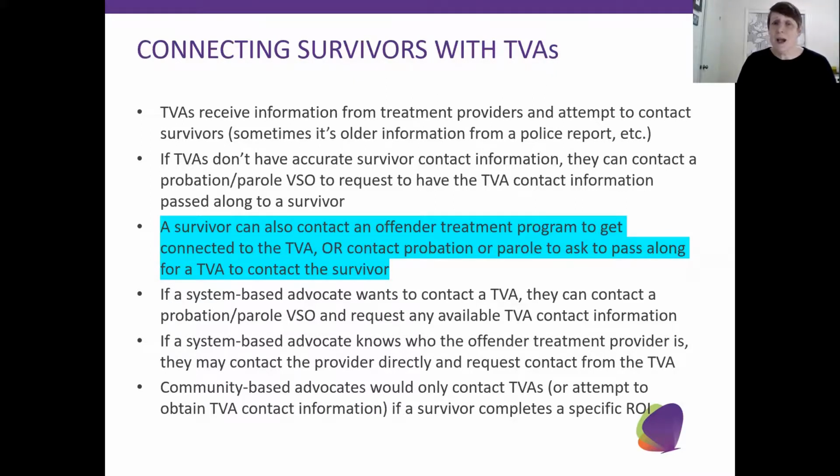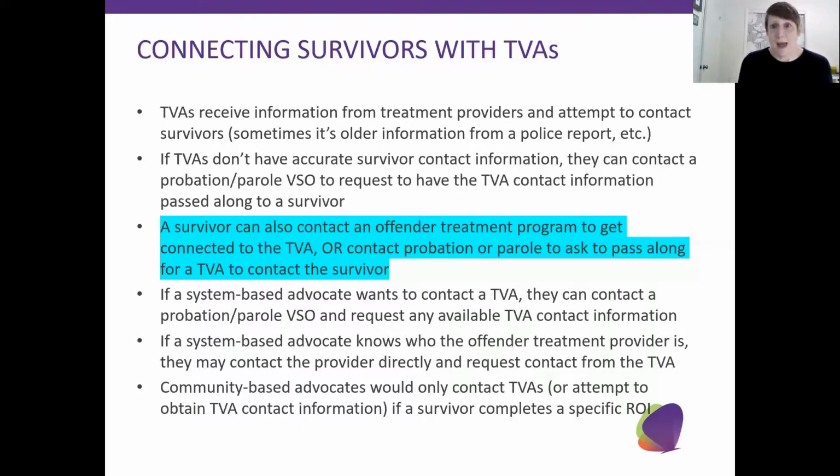So when we all know all of these pieces, it can be more helpful to track things down. So if a system-based advocate who's not in probation or parole wants to contact a TVA and they happen to know the probation or parole department that an offender is affiliated with, maybe it's a violation of protection order case, for example. Maybe a system-based advocate's trying to track down a TVA to say, hey, I want to share this information, or I want to make sure that you know this. Again, a TVA could receive information. They just can't say whether or not they're going to tell the survivor if they've had any contact with the survivor unless they have a release.